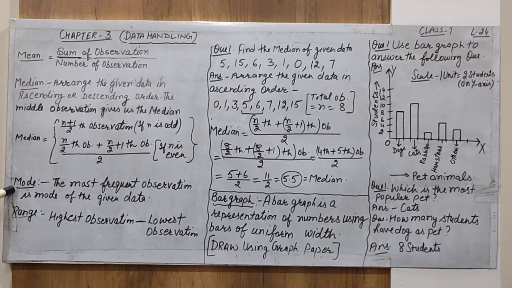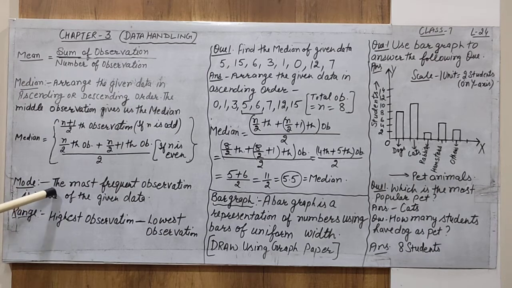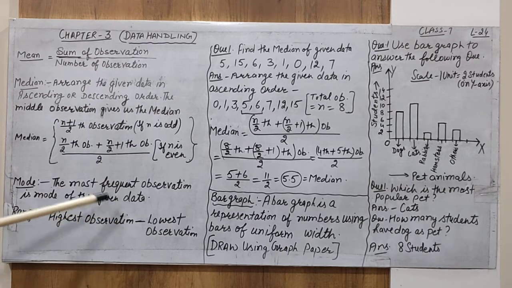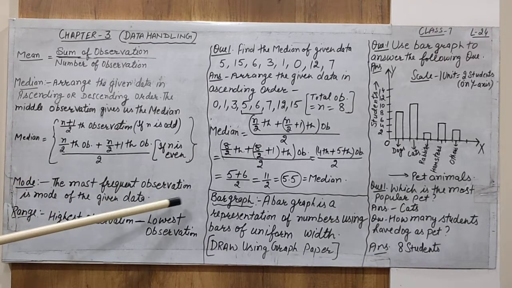Next topic, mode. This also we have discussed. The most frequent observation is called the mode of the data. We can say most frequent or most often coming, both definitions for the mode. It is the observation which comes the maximum number of times. You have to find how many times an observation occurs again and again in the data. That observation is known as the mode. So like the median, the mode is also one of the given observations.